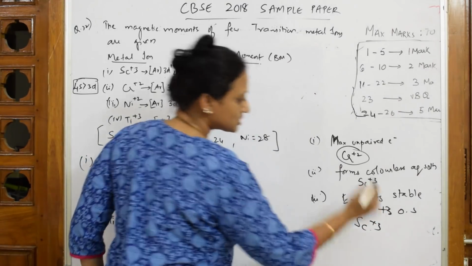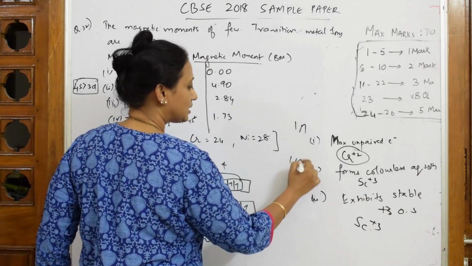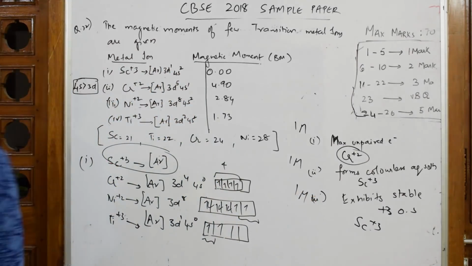So this is also scandium plus 3, because we will be getting 1 mark for this, 1 mark for this, 1 mark for this.